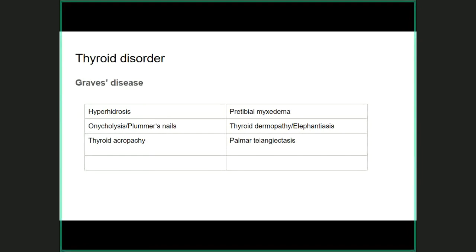So hyperhidrosis is a pretty common manifestation, increased sweating, sweaty palms, we all know that, but onycholysis, or plumber's nails, thyroid acropathy, pretibial myxedema, which can also occur, the myxedema can also occur in hypothyroidism. Thyroid dermopathy, which in its severe form is elephantiasis, and palmar telangiectasia are common in Graves' disease.